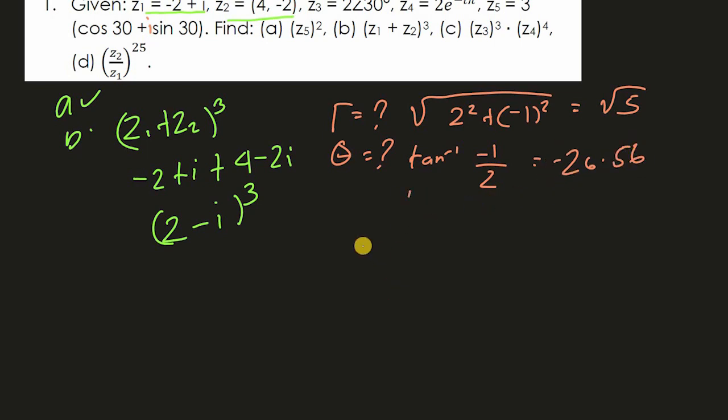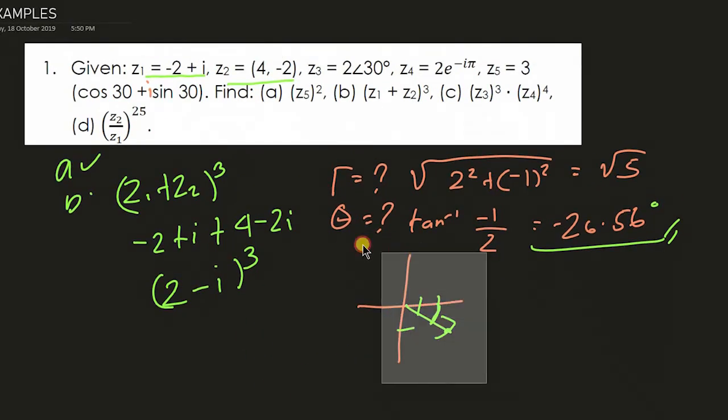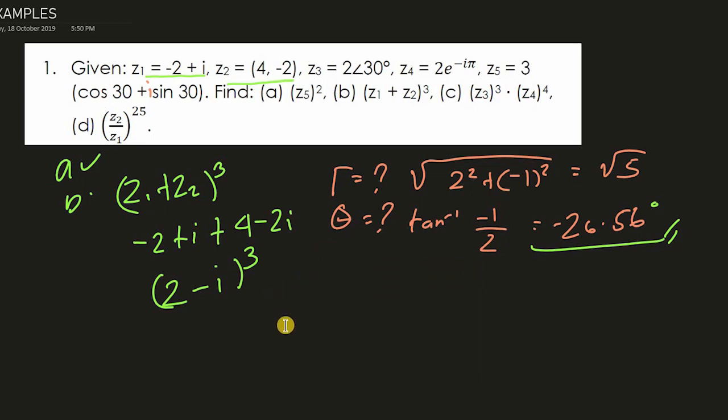I-plot natin sa plane to make sure lang na tama yung angle na to. Okay, next. So, dito, that's 2. That's going to the right. Dito. And that's negative. So, it's going down. Tama lang. So, since it's negative, tama lang na negative 26.56. Tama to. So, now, since we have the values of the r and the theta, we can now solve for the cube the certain complex number.